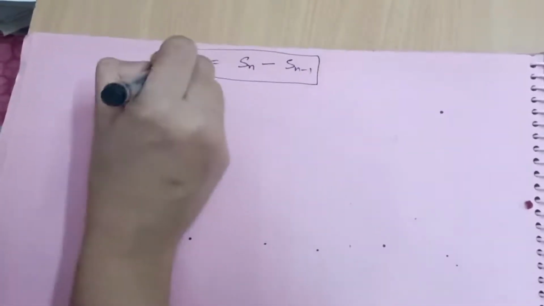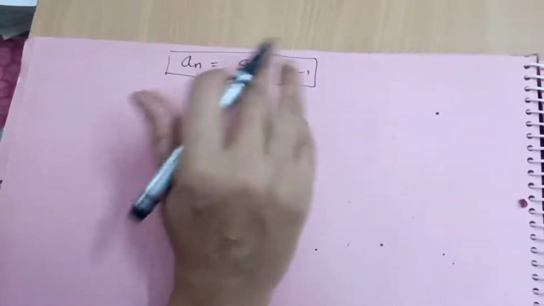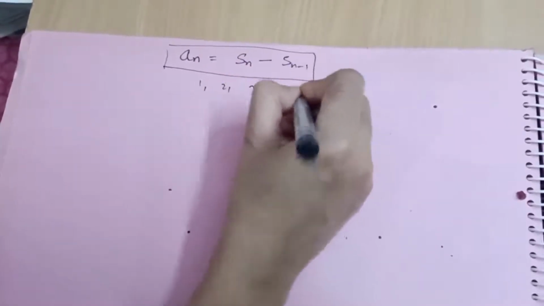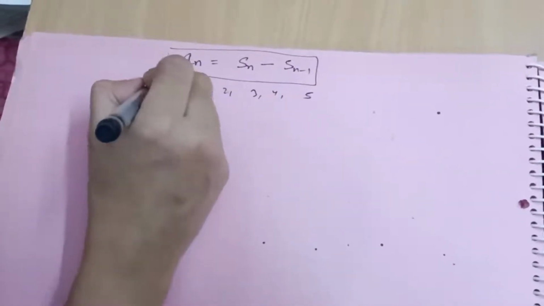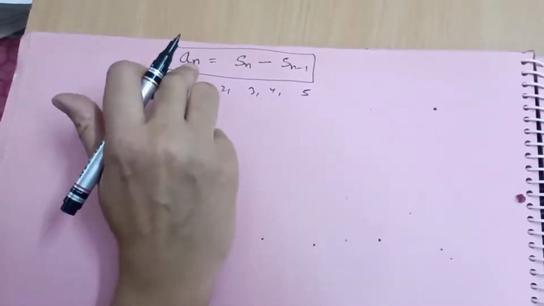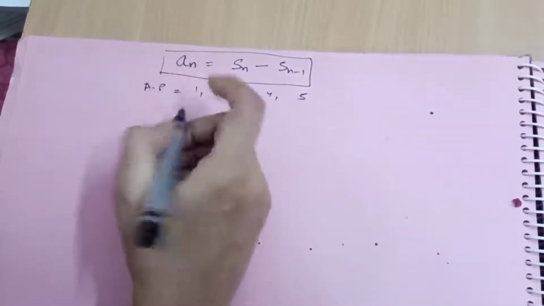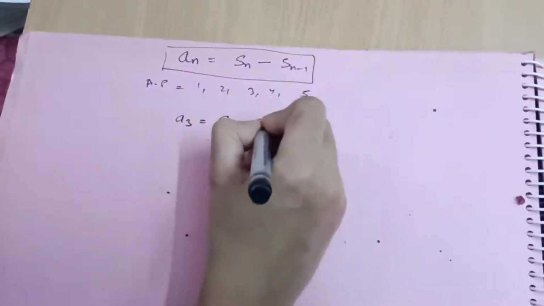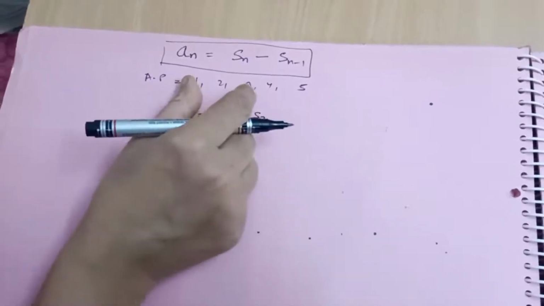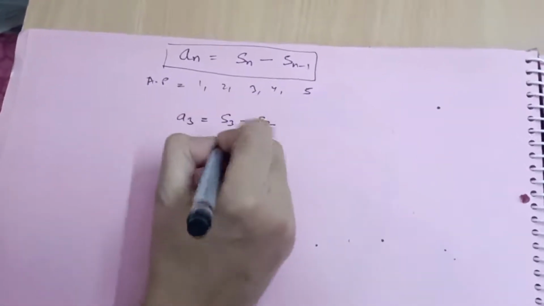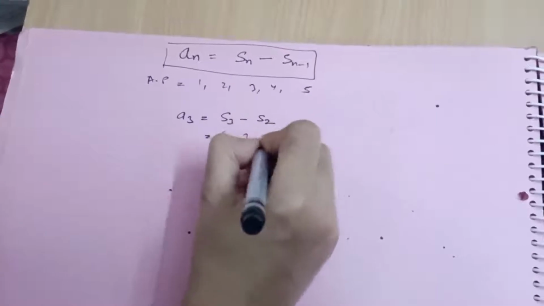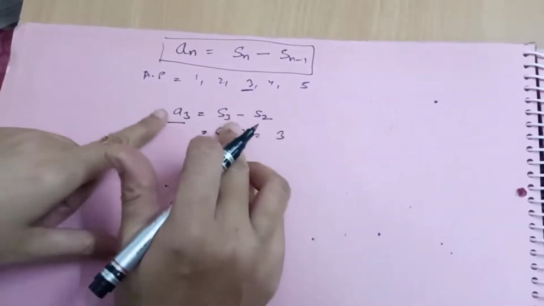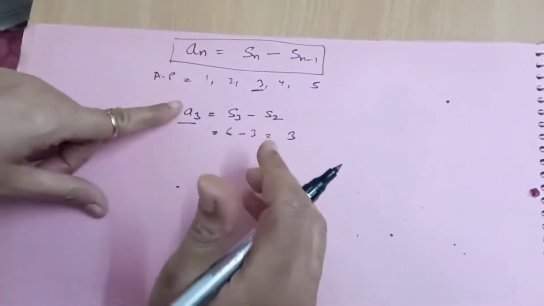This is for any term. If the sum of n terms is given, how are you going to get it? Suppose I am simply taking 1, 3, 4, 5, this is your AP, any AP. Now I have to find out a3, like you have to find out a3 by using this formula. So it will be S3 minus S2. The sum of three terms will be 3, 5, 6 minus the sum of 2 terms, the third term is 3. Yes or not? Yes.